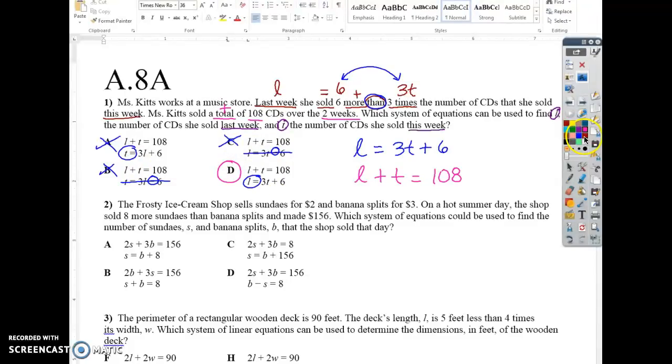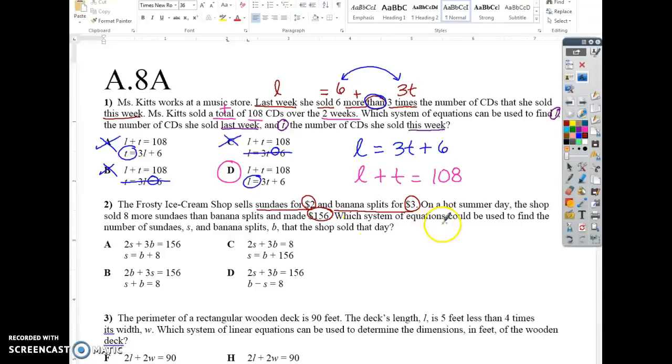Problem number 2. The Frosty ice cream shop sells sundaes for $2. So my sundaes are $2. And banana splits for $3. My banana splits are $3. On a hot summer day, the shop sold 8 more sundaes than banana splits and made $156. I see money right here, money right here. This has to go with that one.